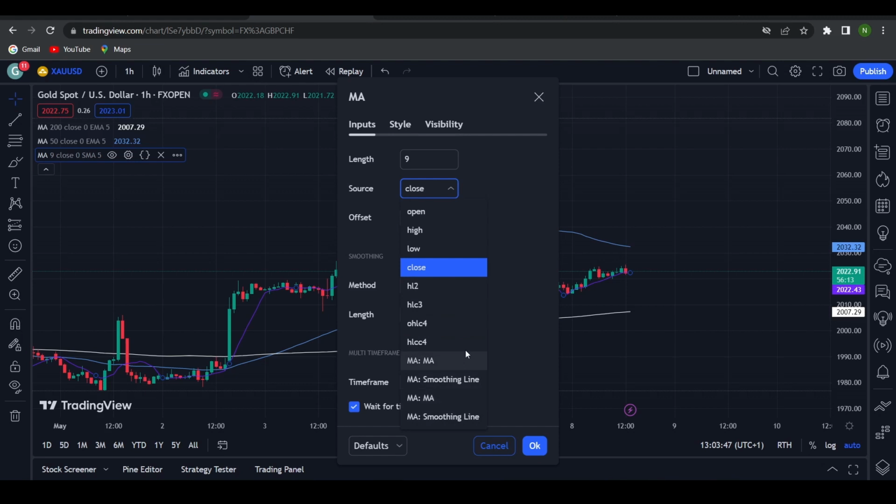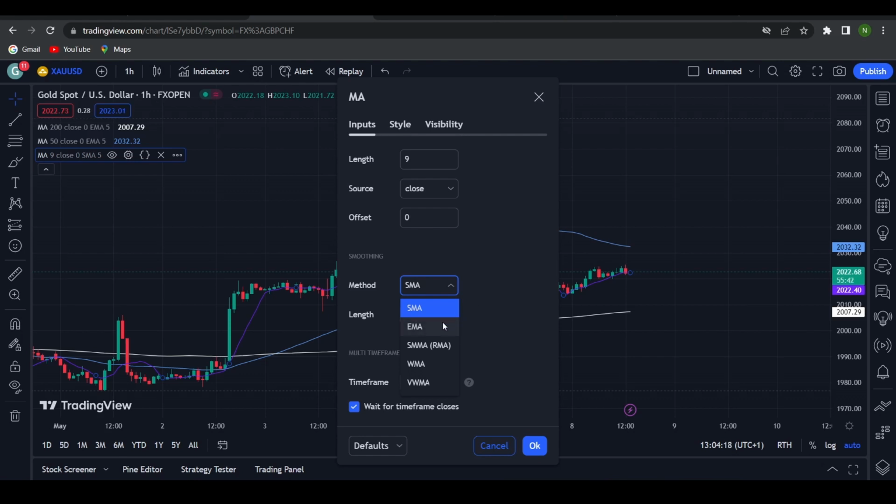There are different methods here. You can choose open, high, low, etc. So it all depends on what you do. I just leave it to the close, which is the default one. And I also usually like to change the method instead of the SMA, which means simple moving average, which is what you will expect, just calculating the moving average by adding all the prices together and dividing it by the length, which is how you calculate any moving average.